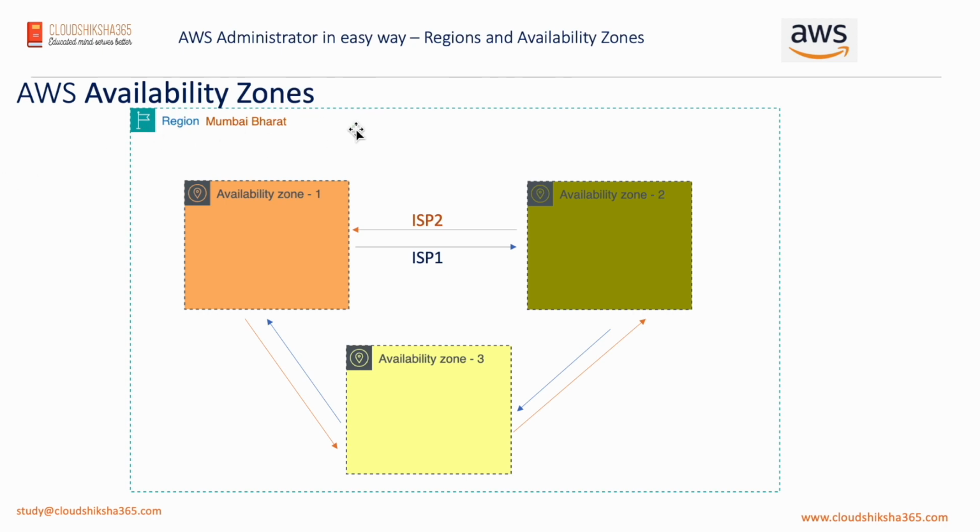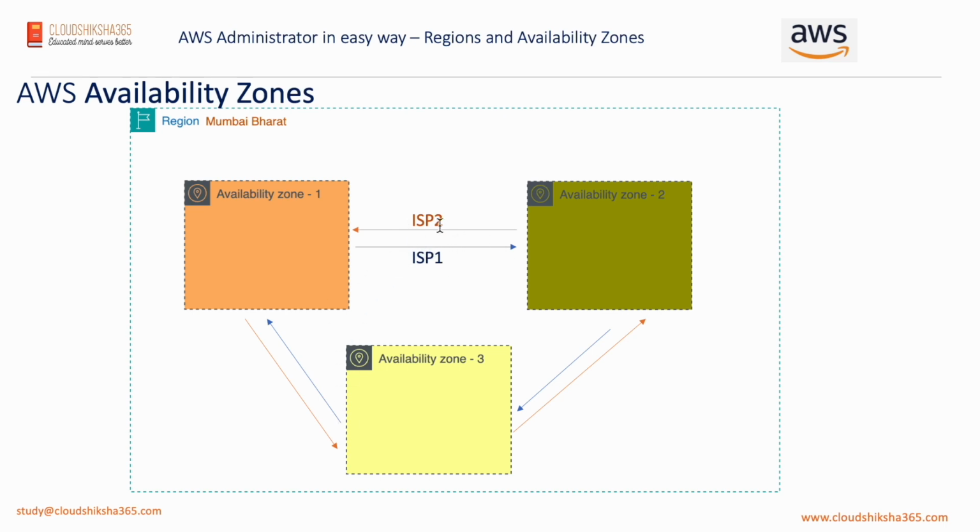So if I just elaborate it a little further, you see here I have given an example for the Mumbai Bharat region, and here we have three availability zones, and these three availability zones are also in different locations. For example, let's say one is in Mumbai Worli, one is in Mumbai Thane, and one is in south of Mumbai. So different geographically, still they are in the range of 30 to 50 kilometers from each other, and they are interconnected to each other with multiple ISP connections.